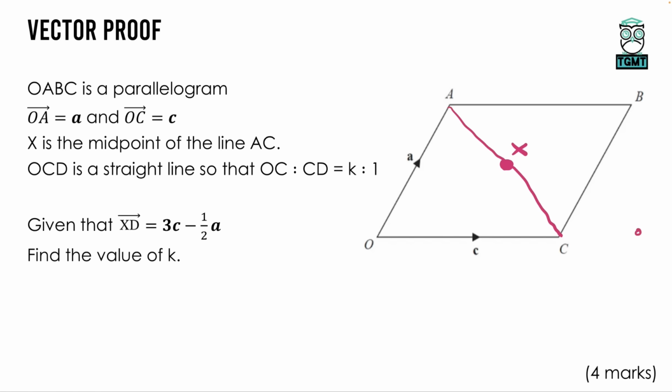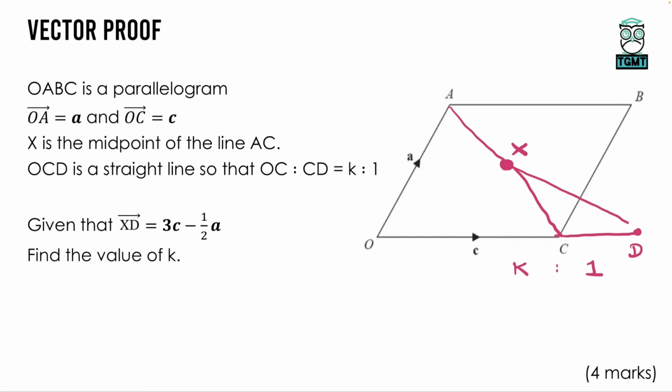So we need to draw a little point over here, and there we go. We'll imagine that that point is now the extended part of the line. We don't know if C to D is longer than O to C, but that's okay, we're not drawing it to scale. Now we know that that is in the ratio K to 1. So it's going to be a certain amount of C's, we just don't know how many, but we will find that out. So it tells us next that x to D is the vector 3c minus half a.